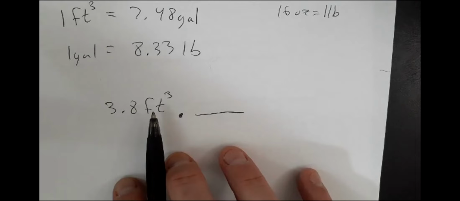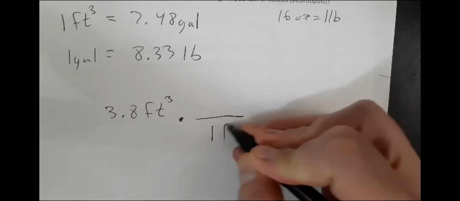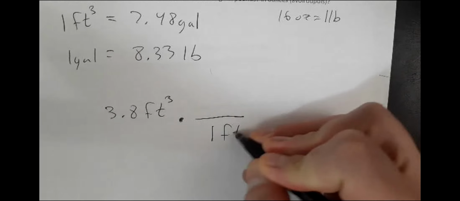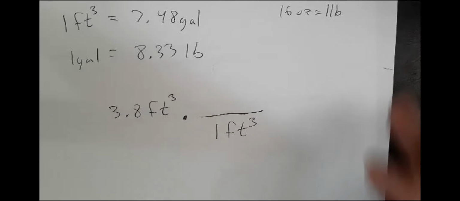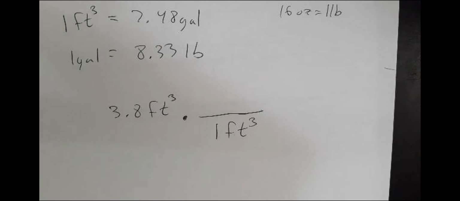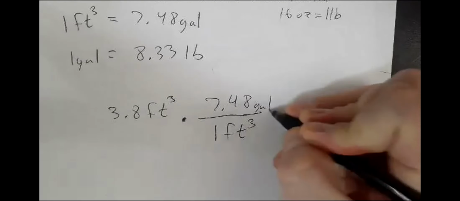No more lag. Sorry. I'm going to get rid of the feet cubed first, so I'm going to put that on the bottom. I'm already done writing and it's still writing stuff. I want to get rid of my feet cubed. I know 1 feet cubed is every 7.48 gallons.